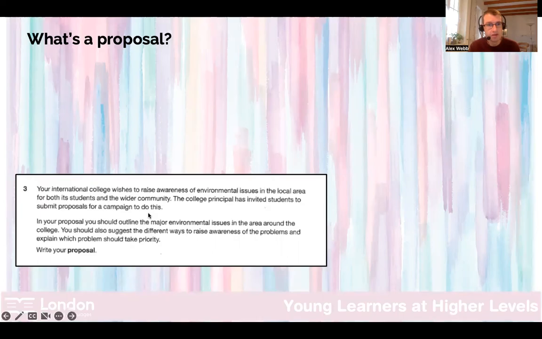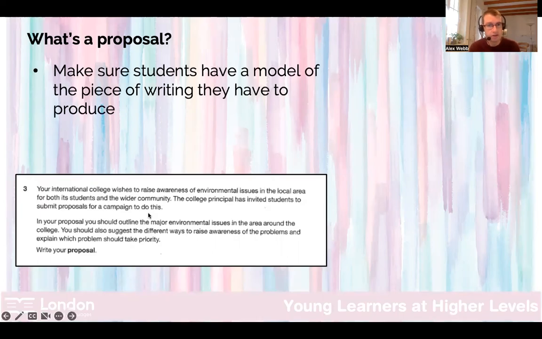Yeah, so the first thing is make sure that students have a model of the piece of writing that they have to produce. For me, this is absolutely essential. This doesn't just go for high achieving students, this goes for every student. Okay, if you want your students to produce a good piece of writing, they need to see an example of how it's done.